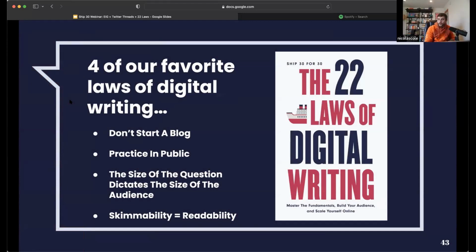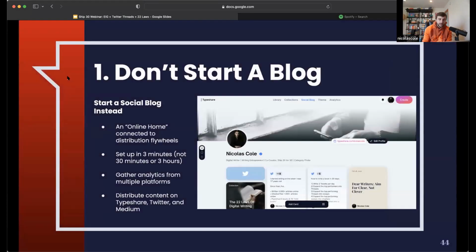So real quick, we'll breeze through this, but we wrote a book called The 22 Laws of Digital Writing. These are basically all the core principles that we teach, that we think about every time we sit down to write. This is what guides our decisions. But a few of our favorites are things that we stress very heavily in Ship 30, just to give you a sense of where our perspective's coming from.